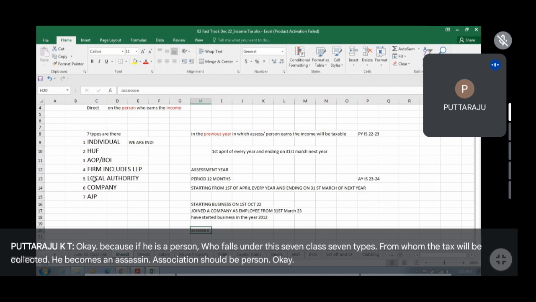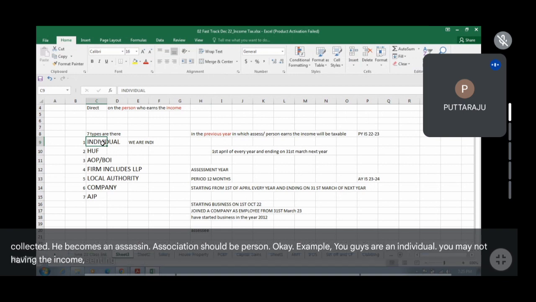Example, you guys are individuals. You may not have income which is liable to tax. You will not become an assessee. Still, you will be a person. Okay? Are you guys getting the link?